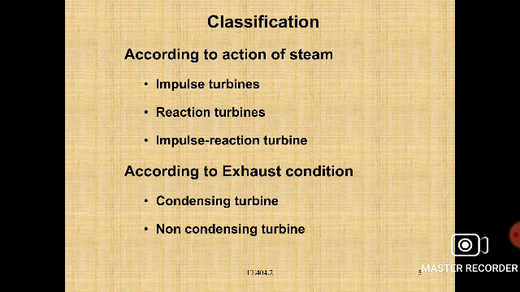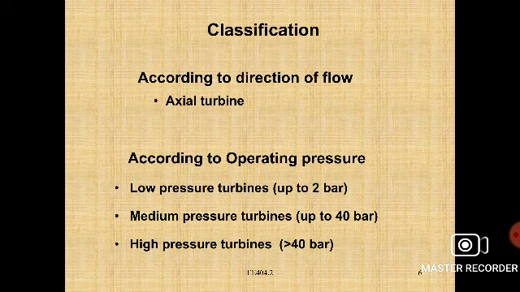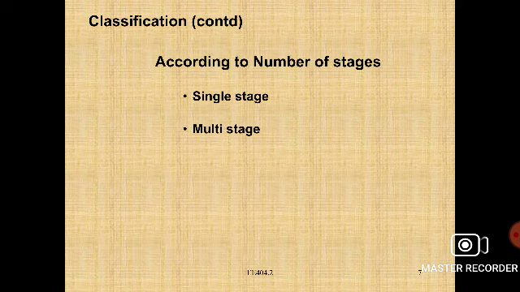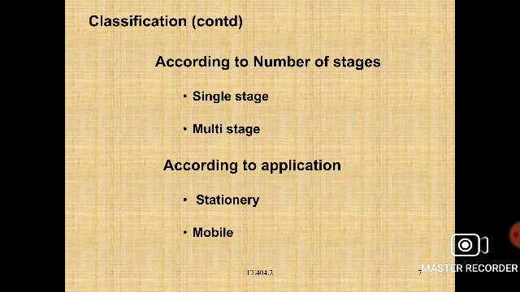Then next one, according to the use: a stationary turbine is used in power plants and for driving turbo blowers and pumps, and non-stationary turbines are used to drive ships, steamers, submarines, whatever it may be. So we have already discussed these topics.